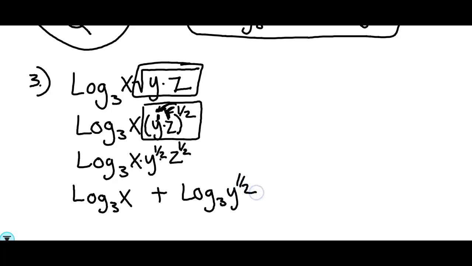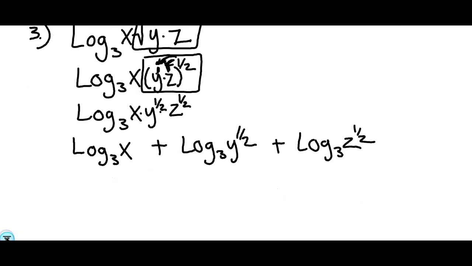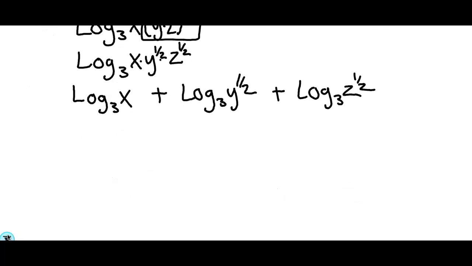I wrote that weird, but I'm supposed to say a half. And that's supposed to be a z. Fix that real quick. Okay. So that's the new thing, right?